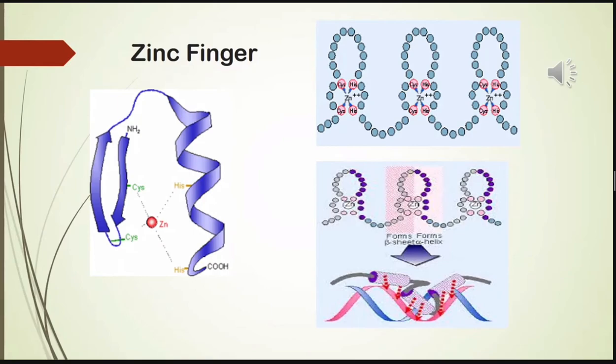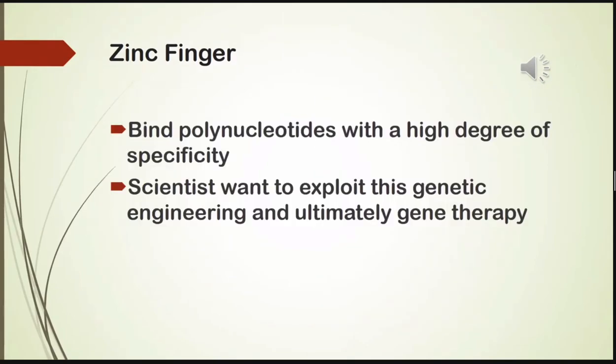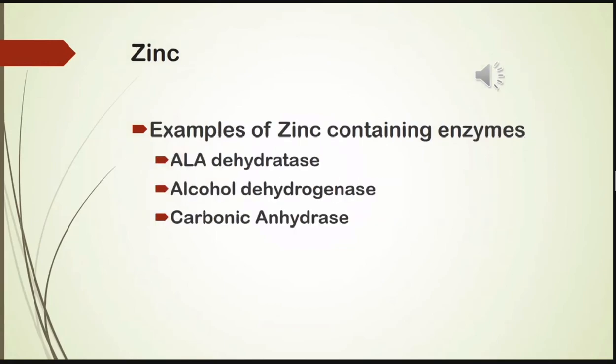They can form beta sheets or alpha helices and can fit actually into the grooves of your DNA, thus enabling stabilization of your DNA. Your zinc fingers bind polynucleotides with a high degree of specificity. This is why scientists want to exploit them for genetic engineering and ultimately for gene therapy.